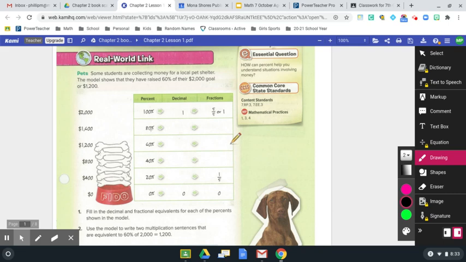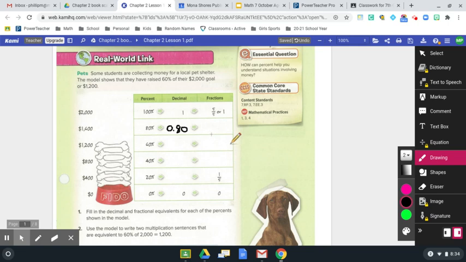So 80%. Now think back. How do you make that percent a decimal? You have to move the decimal so many places. Do you go to the left or to the right? Remember that the decimal is always at the end on the right, and you're going to move it 2 places to the left to create that decimal. So 80% is 0.80, or 80 hundredths.